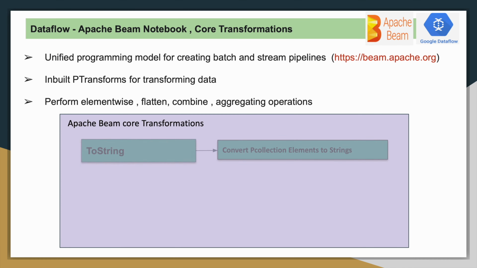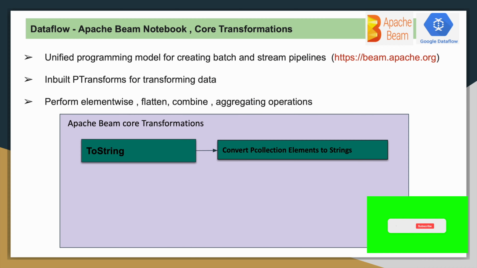The first thing we will see is the ToString inbuilt transformation. For example, say you have performed a series of transformations on top of multiple PCollections, and you have a requirement to write the data into a text file. In that case, the pipeline usually expects string-formatted data to be written into the text file. In such cases you will have to convert that data into a string format, and definitely we'll have to use this transformation, ToString. You can convert the elements from the PCollection to string format.